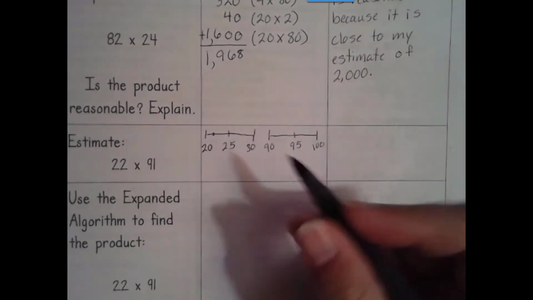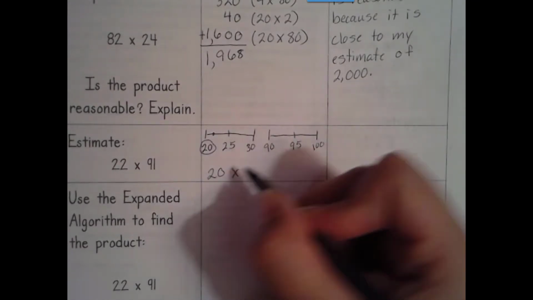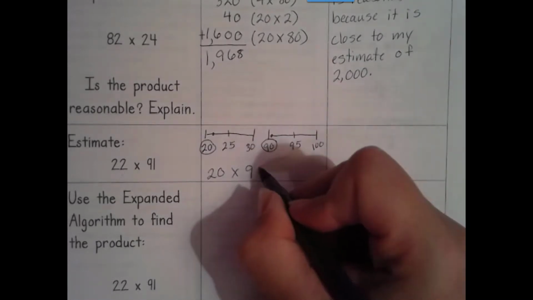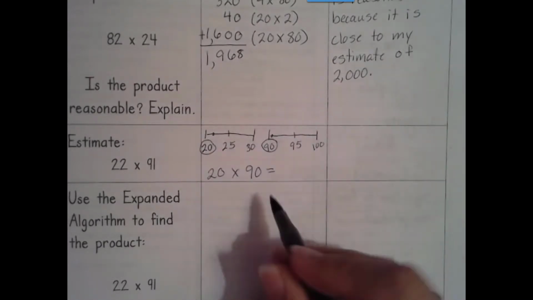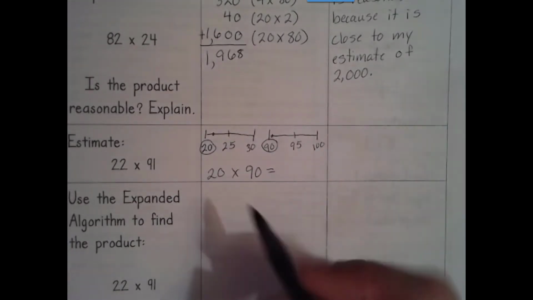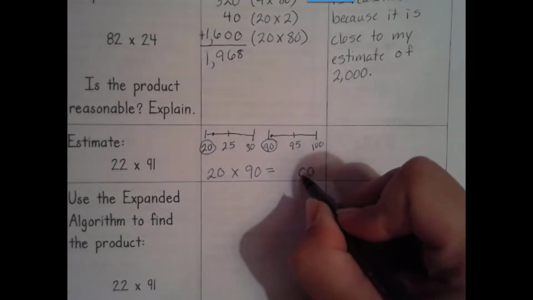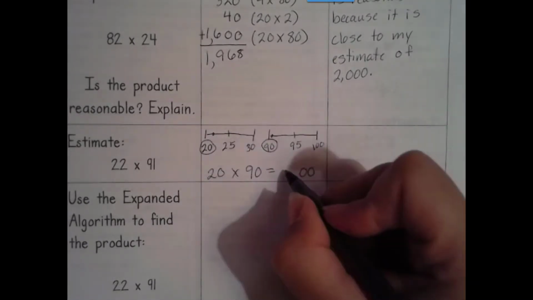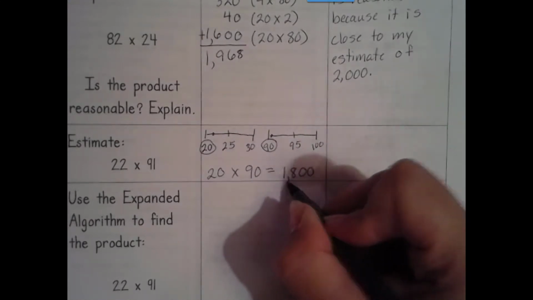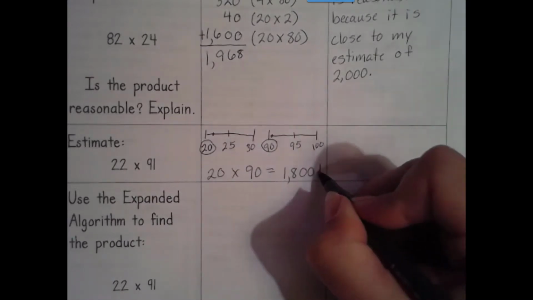22 is about here, so it's closer to 20. 91's right here, so it's closer to 90. Since both of these factors went down, this is probably going to be a low estimate, but it still should be fairly close. Okay, I have 1, 2 placeholders, moves it 1, 2 places. 2 times 9 is 18. 1, 2, 3, comma. Okay, and since both went down, it's probably low.